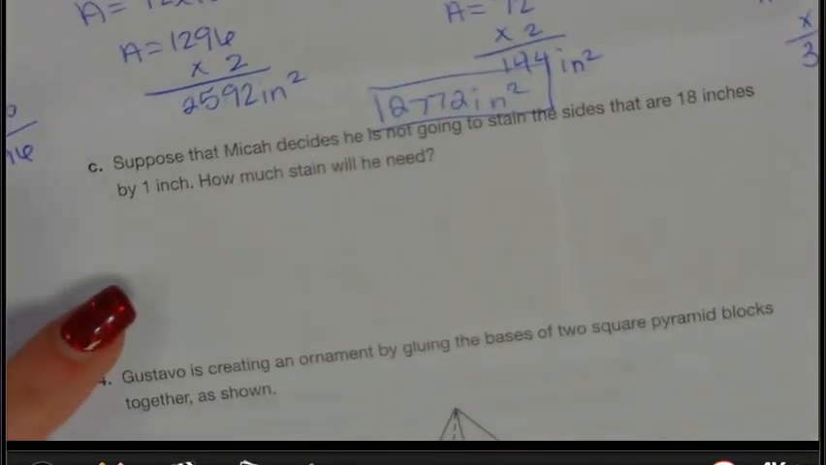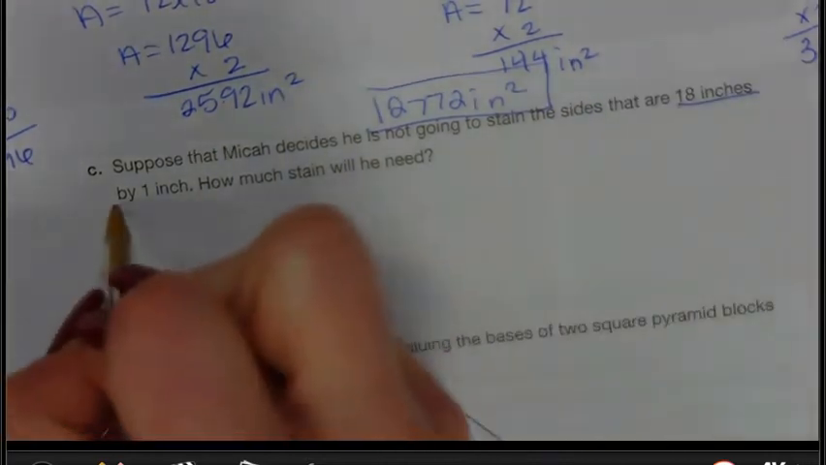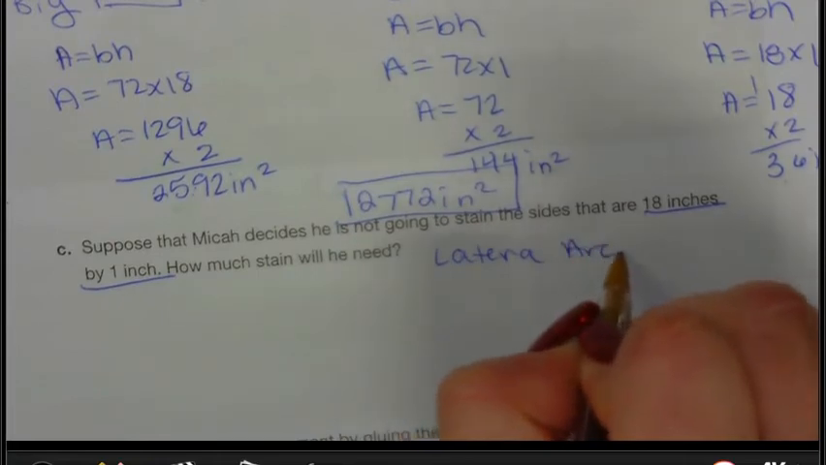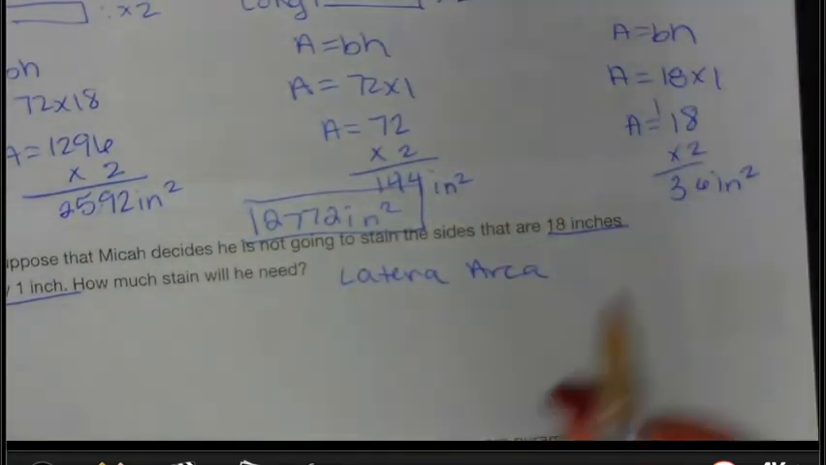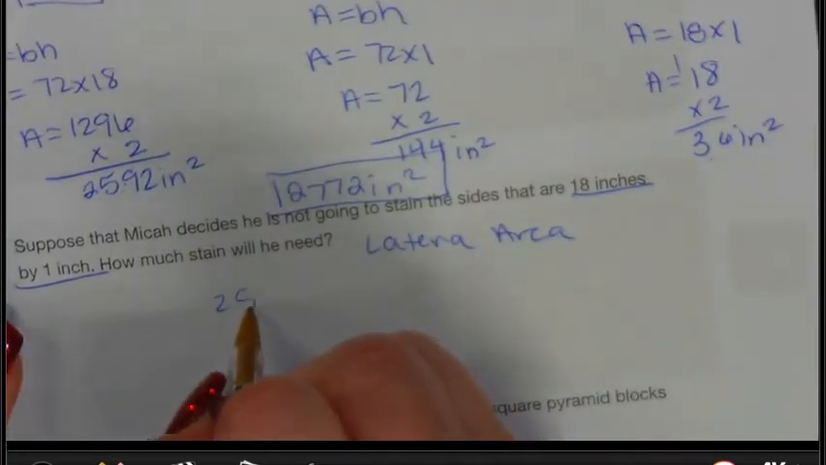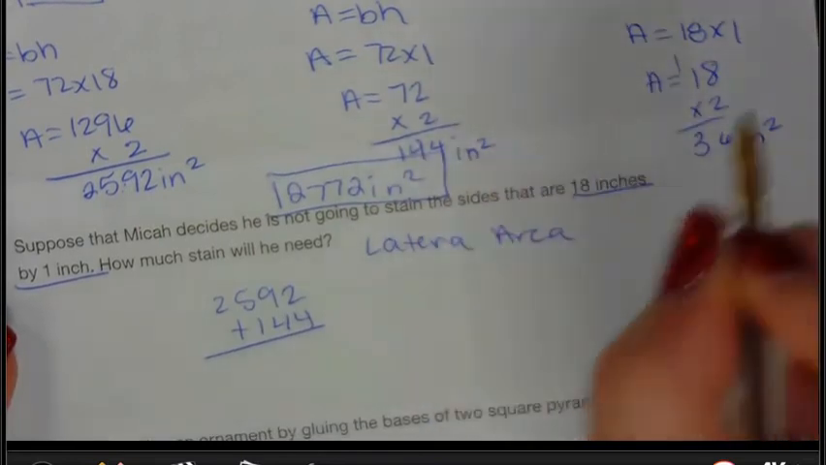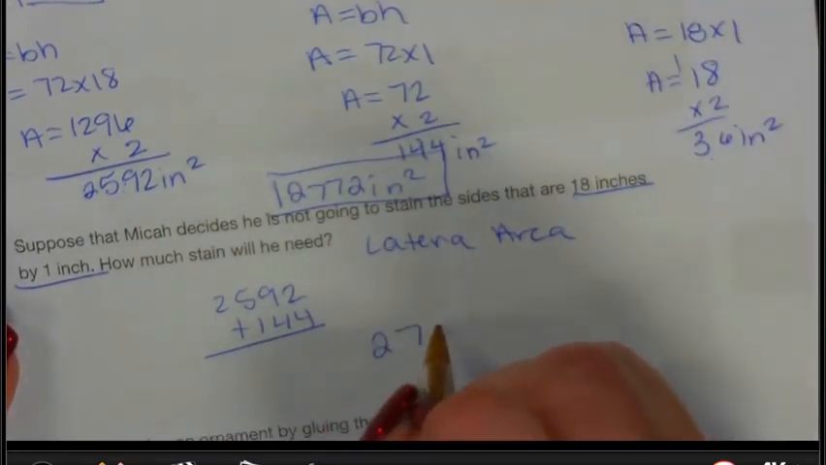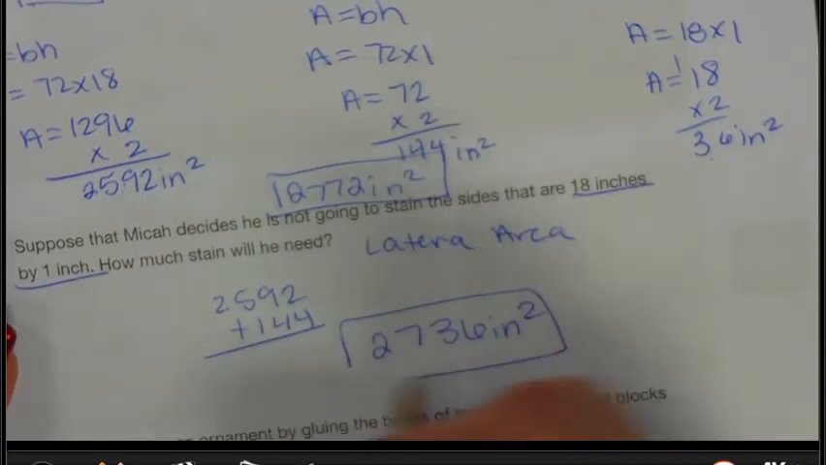Okay. All right. Letter C. Suppose that Mica is not going to stain the sides that are 18 by 1. So we're going to try and find a lateral area, which means I'm going to take these 2 sides right here out. So by doing that, I'm going to have 2,592, and I'm going to add 144 to it, and I'm not going to add the 36. And when you do that, you should get a total of 2,736 inches squared for your lateral area.